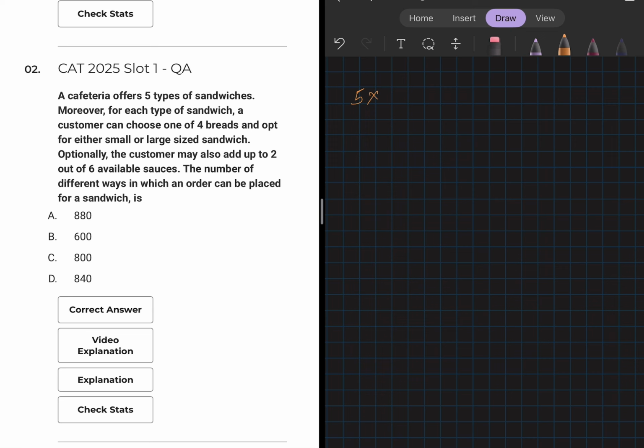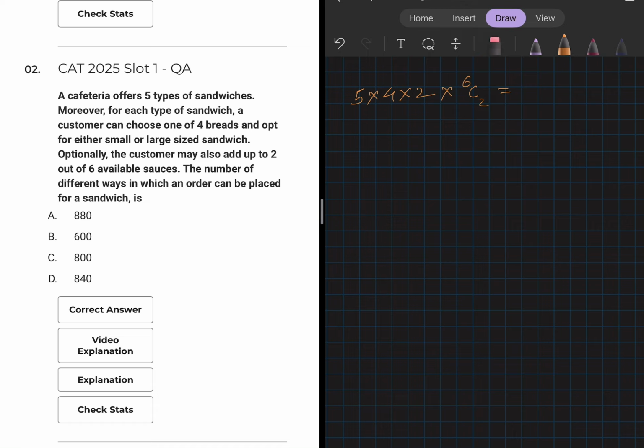Now the next sentence. Optionally, the customer may also add up to 2 out of 6 available sauces. Now here it's tricky, because on the first read you might think it's saying that the customer can choose 2 out of 6. So you might write it as just a combination, 6C2. How many ways can you choose 2 out of 6? And then you calculate and you will get an answer. But that's actually the wrong one.